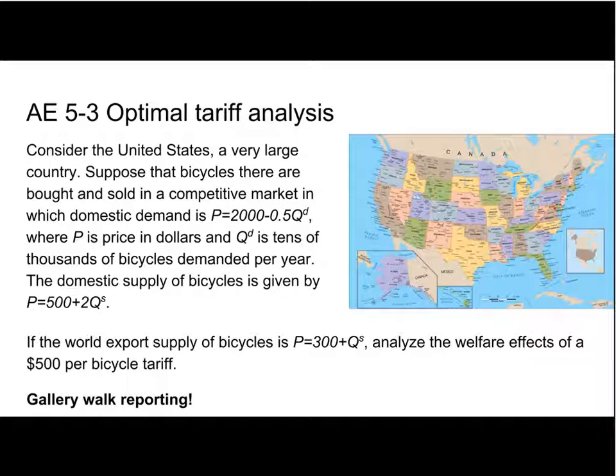Go back to the problem, and you see that the demand is P equals 2,000 minus 0.5 QD, and Q is in tens of thousands. And then the supply is 500 plus 2 QS. So import demand is the quantity demanded minus the quantity supplied at home. And for that, to work that out algebraically, we need the demand and supply curves. Here we've been given the inverse demand and inverse supply curve. So let's work to get what we need.